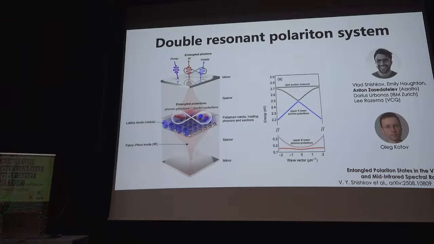The idea was to use a hybrid cavity, with the surface lattice resonance in the visible range and in the infrared range, where we predict you can actually reach strong coupling in both the visible and the infrared, with the typical quadratic cavity dispersion.